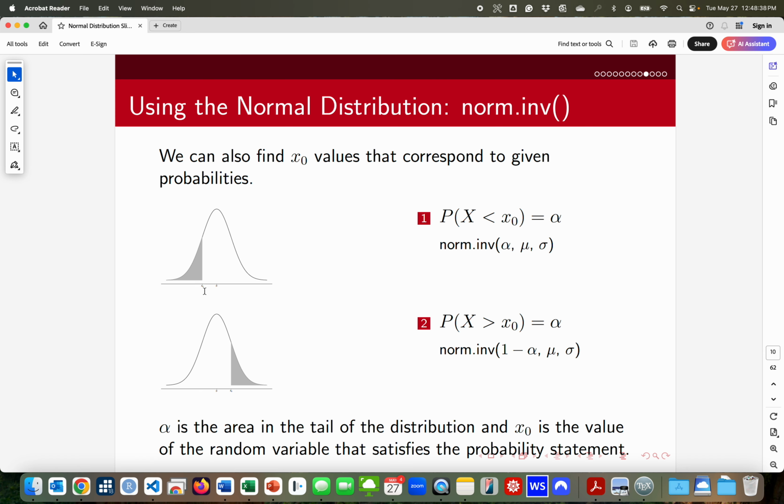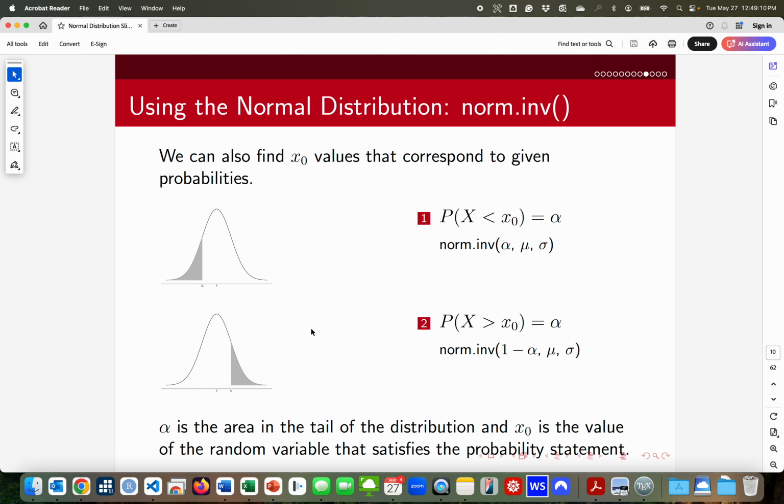So let's say I'm asking you to find x naught such that the probability that x is less than that is equal to alpha. If you have something with a mean mu and standard deviation sigma, so you know the mean and standard deviation, I can ask you to find the x value such that the area under the curve to the left of that value is equal to, for example, 0.05. This would be the equivalent of finding the 5th percentile for that variable.